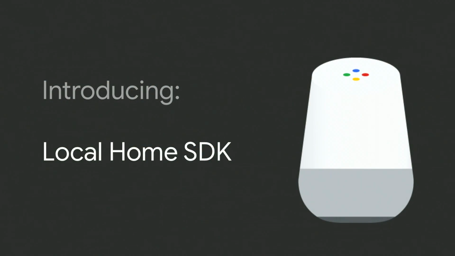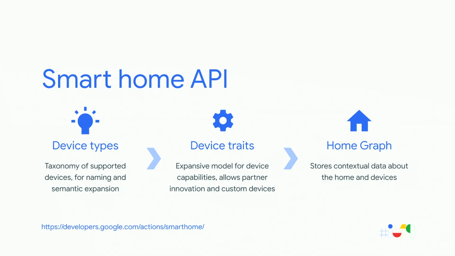But first, before I talk about the local home SDK, let me give you an intro to the Smart Home API and then show you how the local home SDK layers on top. The Smart Home API is the foundation of our smart home program. Let's begin with how devices are defined and integrated into the Assistant.